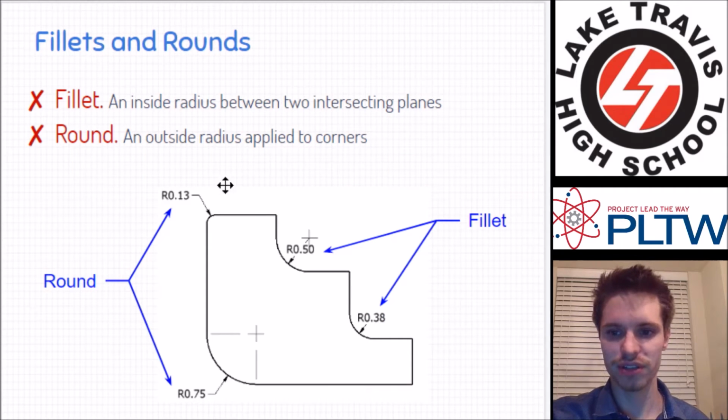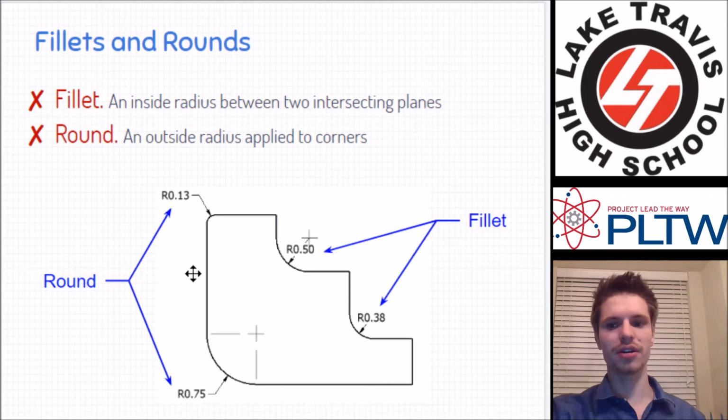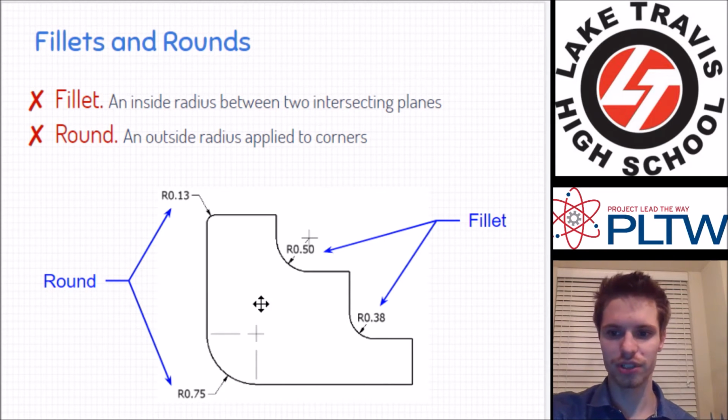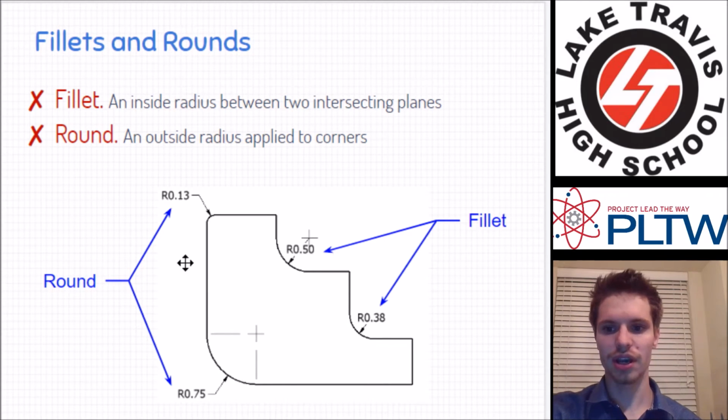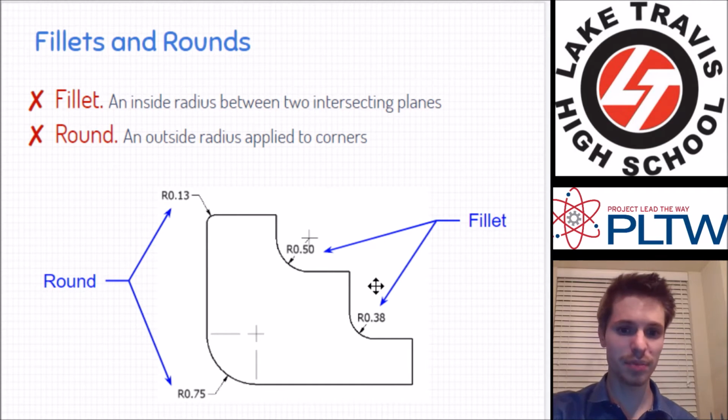So for fillets and rounds, it's kind of the same thing. They're arcs, so you need to dimension big ones with center marks. But rounds are usually on the outside and fillets are on the inside. This is a bit misleading because in Inventor, it says fillet and it allows you to make rounds. So the fillet tool allows you to make rounds, but we like to clarify the distinction. Fillets are internal, rounds are external.